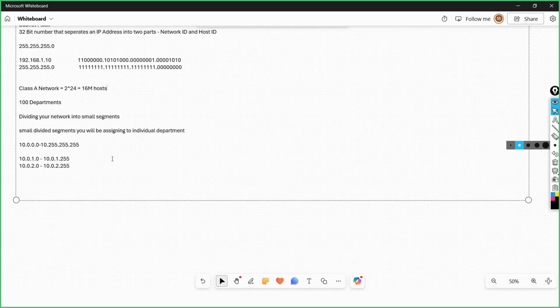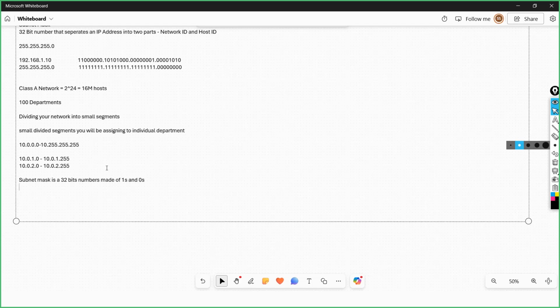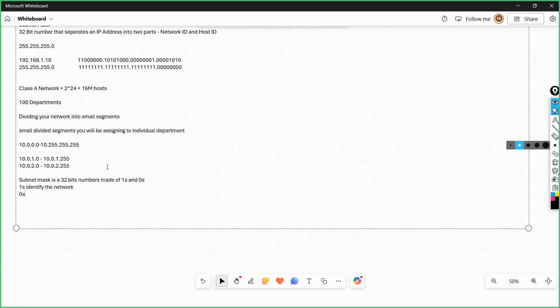So concluding, I can say about the subnet mask that a subnet mask is a 32-bit number made of ones and zeros. Ones identify the network, zeros identify the host.